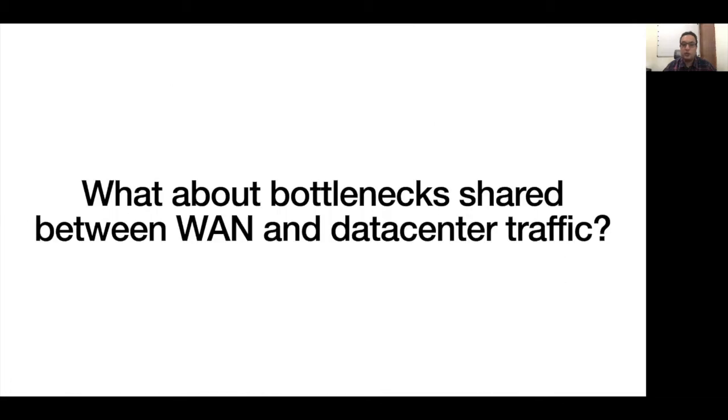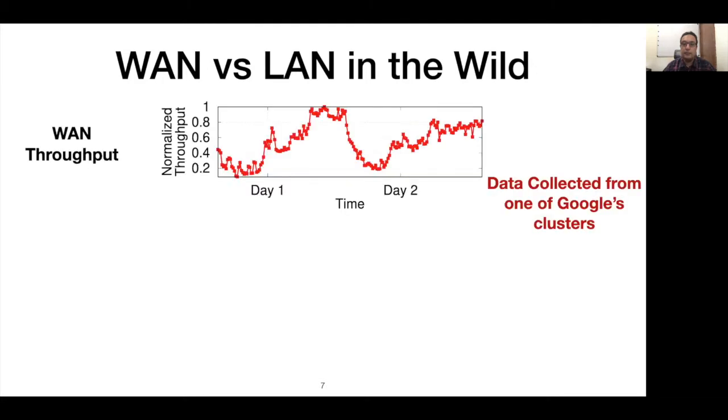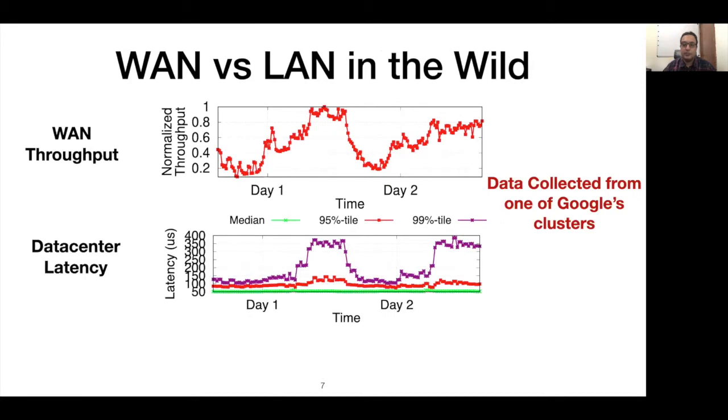In this talk, we're concerned with bottlenecks shared between WAN and data center traffic, given that each type of traffic is using its own congestion control algorithm. In order to explore this interaction, we looked at traffic traces collected from some of Google's clusters. We correlate the behavior of WAN and data center traffic. The data I'm showing now is from one such cluster. The data was collected over the period of 2 days.